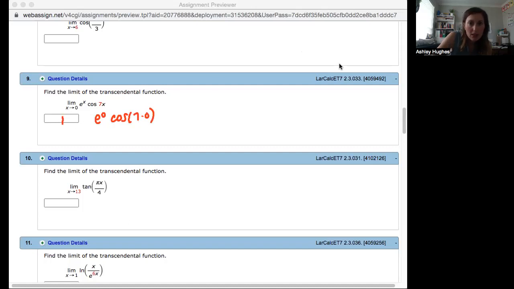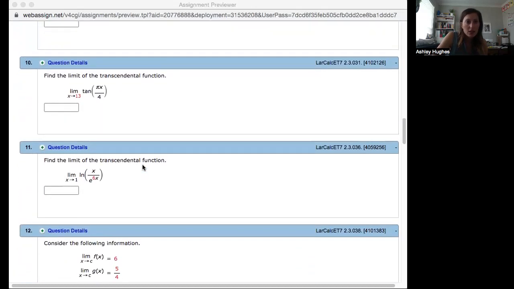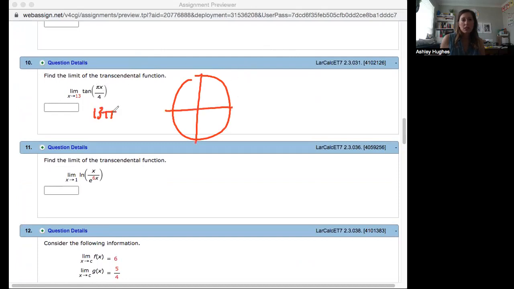Let's see. 13 pi over 4. Where would 13 pi over 4 be? If I plug in 13, let's count around the circle. You could literally just count out pi over 4, 2 pi over 4, 3 pi, 4 pi, 5 pi, 6 pi, 7 pi, 8 pi, 9, 10, 11, 12, 13, we'd be here, okay?